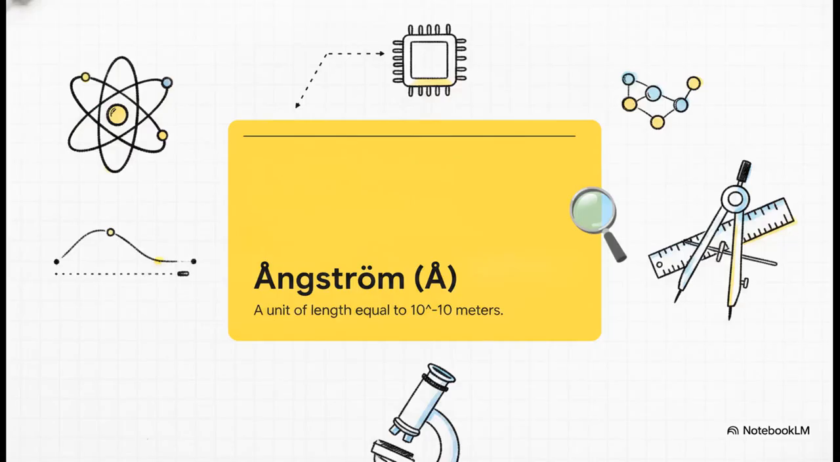Sometimes, though, the scales we work with shift dramatically. When dimensions get incredibly small, like all the way down to the atomic level, engineers and scientists use a unit called the angstrom. An angstrom is a unit of length equal to 10 to the power of -10 meters. So you'd say atomic distances are measured in angstroms. It's a super specific term, but absolutely crucial depending on your field.